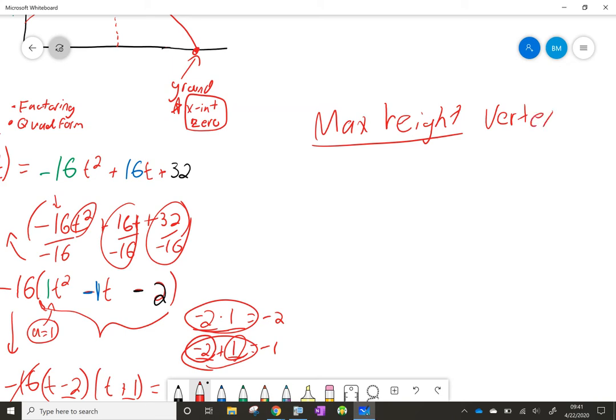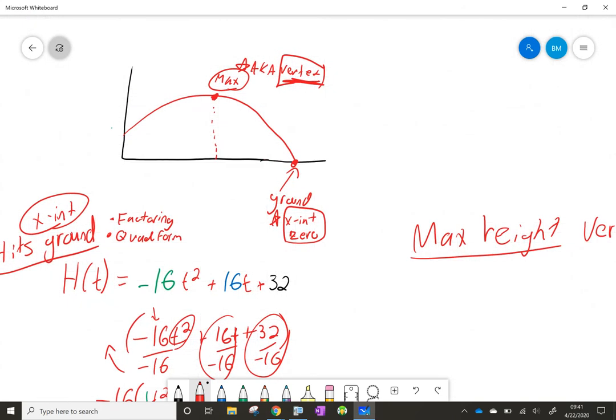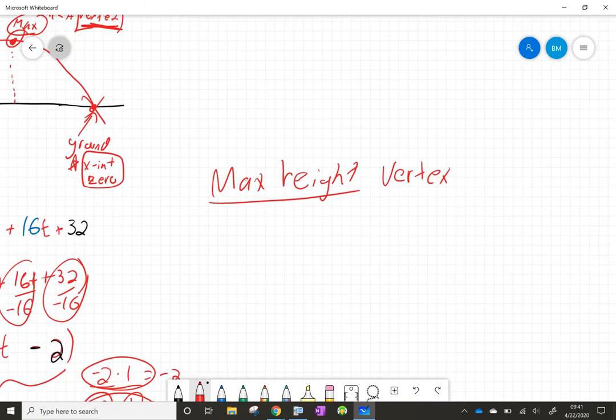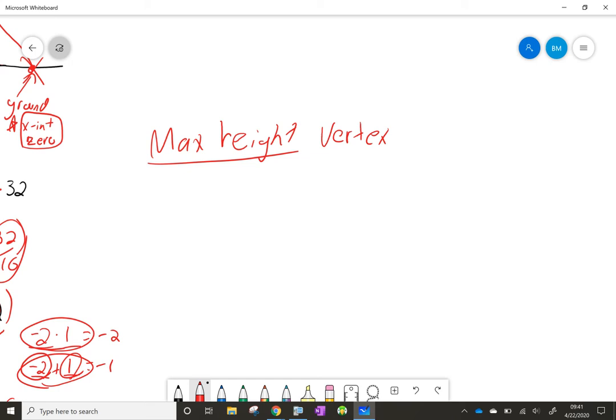I mean, I have my diagram, I guess. Remember, max height is not talking about zeros because it's not talking about when it hits the ground or the x-axis or anything. Max height is referring to the vertex. So how do we find the vertex? Well, remember, vertex is a two-step process. Step 1, find the axis of symmetry, and you use the x symmetry formula, which is x equals negative b over 2a.